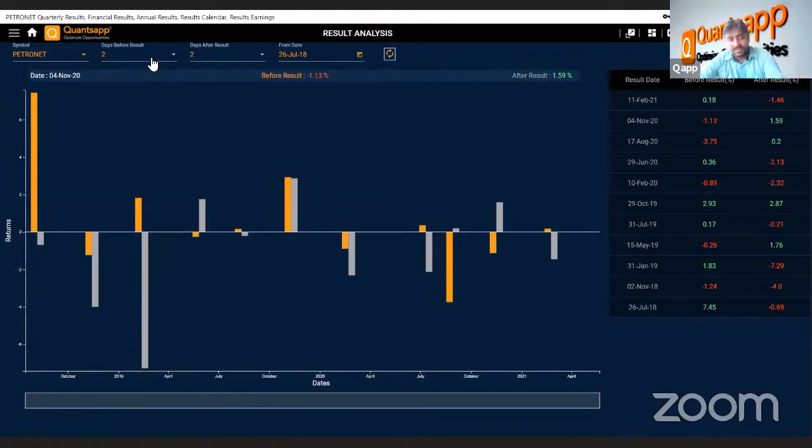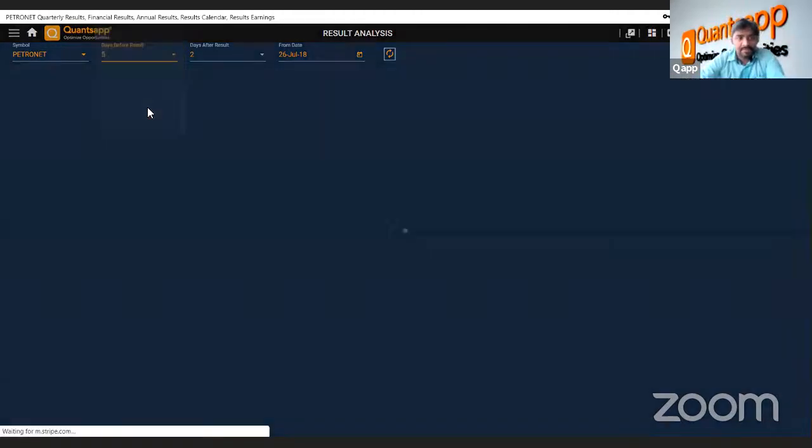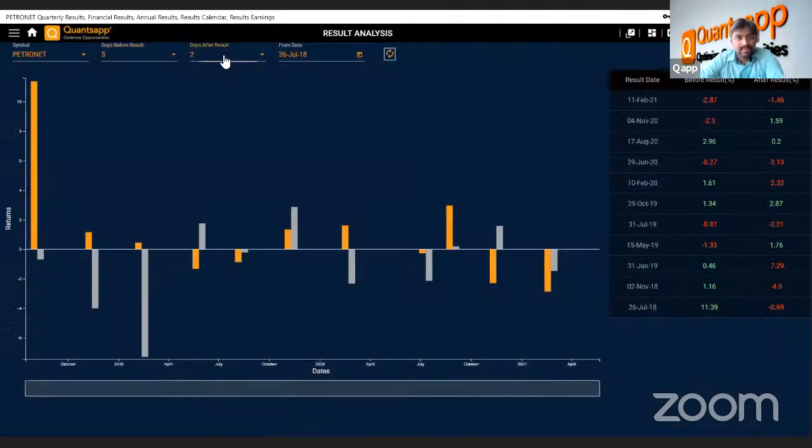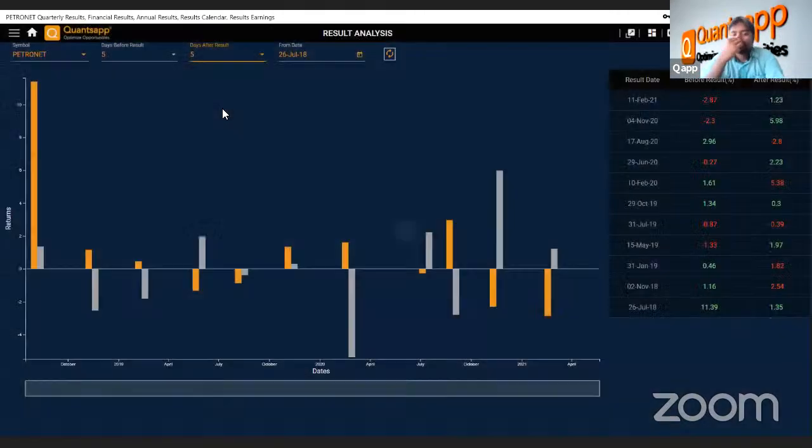So we can change the date also. Let's try for 5 days before and 5 days after the result. Again, the situation is the same, not a major change we can see. So sometimes this stock shows this kind of pattern, so don't go with that. It's as simple as that. If you are able to find some kind of pattern that the stock is producing over a period of time, you can go with that, right?